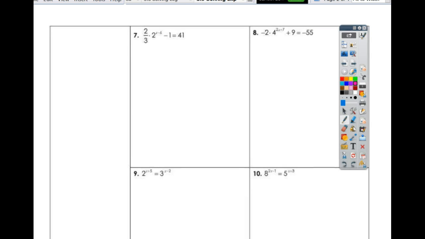Okay, so let's look at number 7, just because you're all chicken of the fraction. So you would just skip it because there's a fraction here? No. So I need to get the exponent by itself, right? We need the 2 by itself. So what's the first thing I'm going to do to get that by itself? All right, so if I add 1, I have 42 on this side.